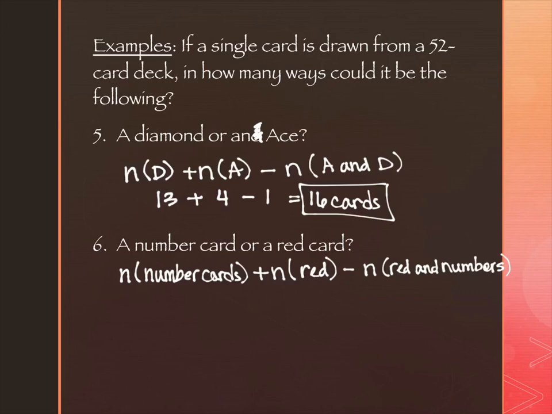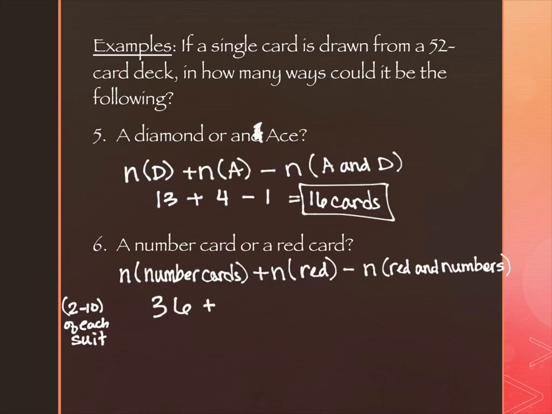Just 9. So there's 9, but there's 9 in each color. In each suit, actually, not just color. That's right. Like there's 9 hearts, there's 9 in the clubs, there's 9 in the spades, and there's 9 in the diamonds. So there's not just 9, there's 36. There are 36 number cards. So what we did is we did 2 through 10 of each suit. That's how we got 36. 9 in each suit, 9 times 4 is 36.